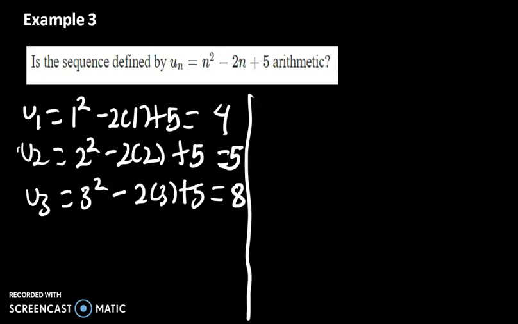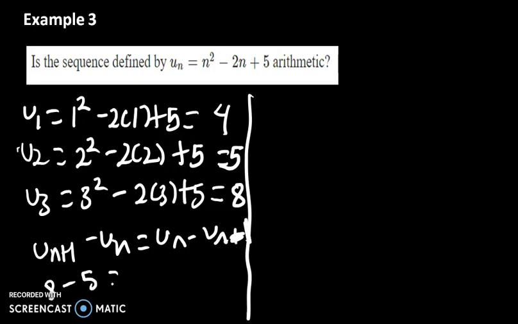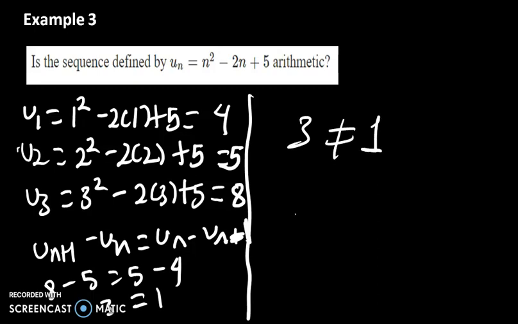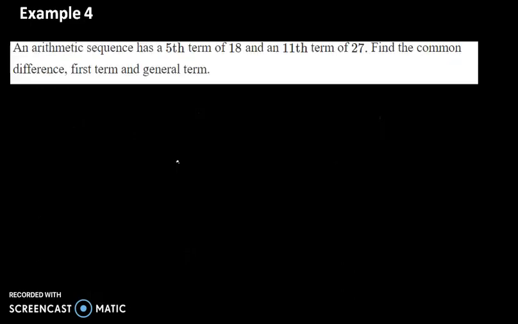So if you are to do u(n+1) minus un is equal to un minus u(n-1), you will end up with 8 minus 5 is equal to 5 minus 4. This is 3 is equal to 1, and 3 can never be equal to 1. So this is not an arithmetic sequence.